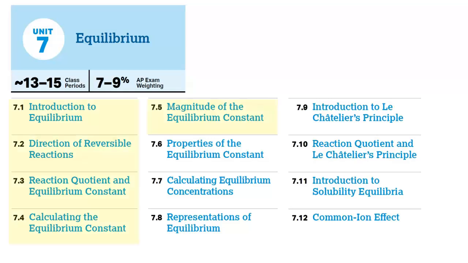In this video, we will take a look at Topic 7.1, Introduction to Equilibrium, Topic 7.2, Direction of Reversible Reactions, Topic 7.3, Reaction Quotient and Equilibrium Constant, Topic 7.4, Calculating the Equilibrium Constant, and Topic 7.5, Magnitude of the Equilibrium Constant. In the video description area, there is a link to the AP Chemistry course and exam description, which we call the CED for short, and there is also a link to the packet that accompanies this video.